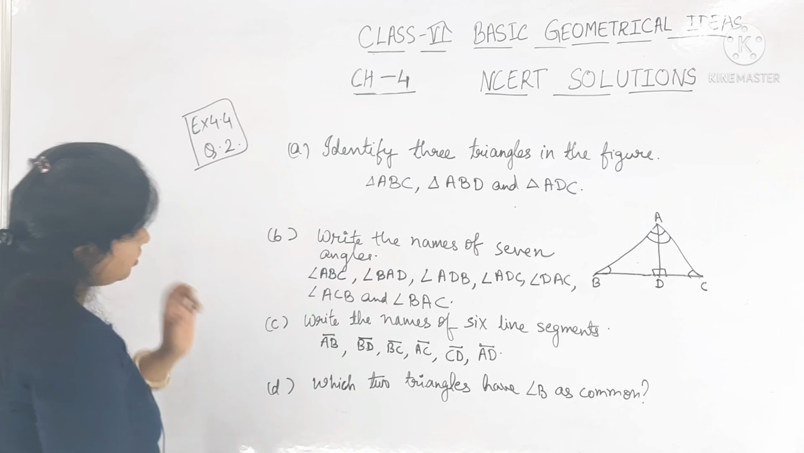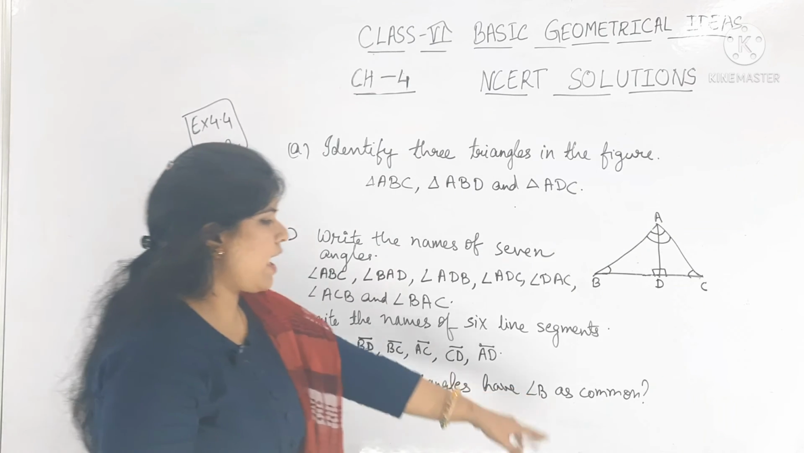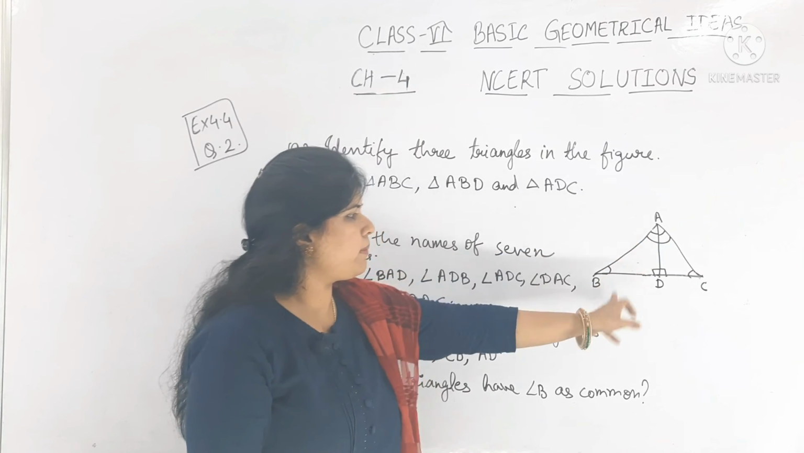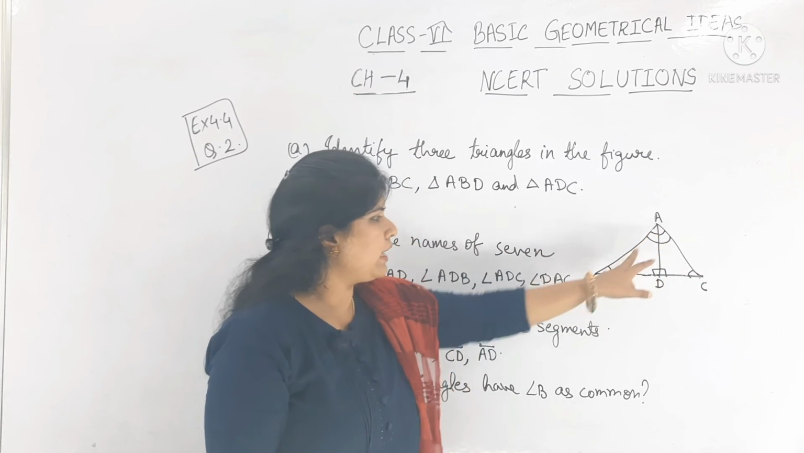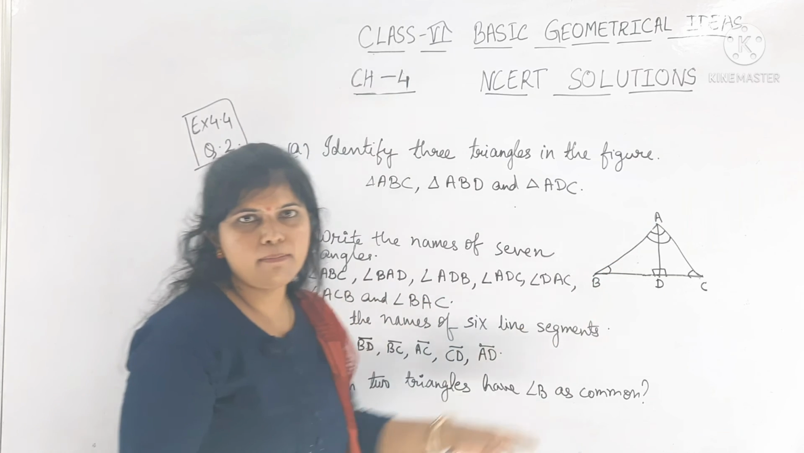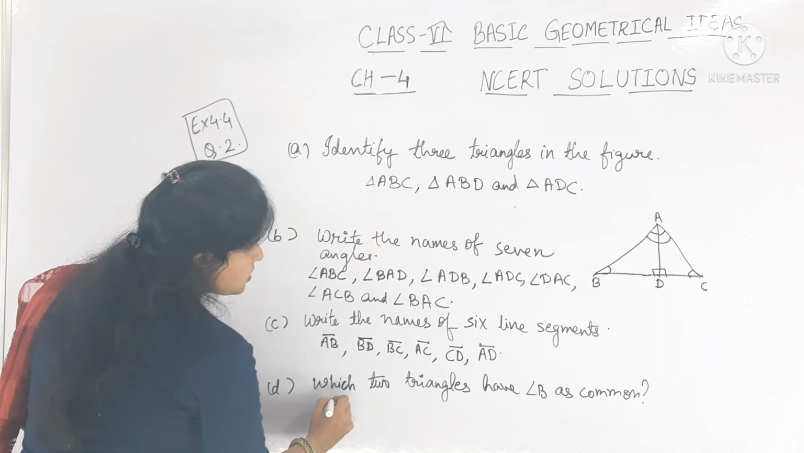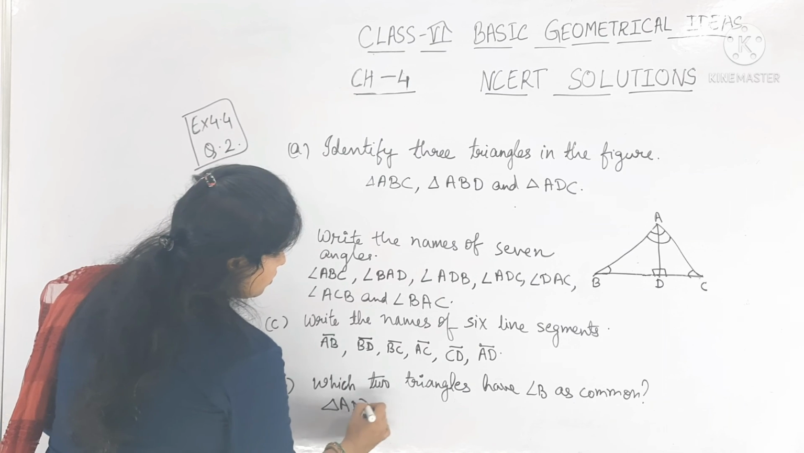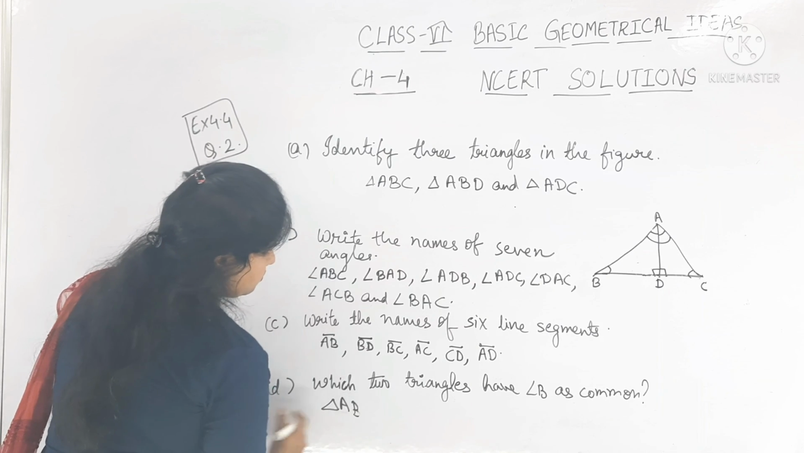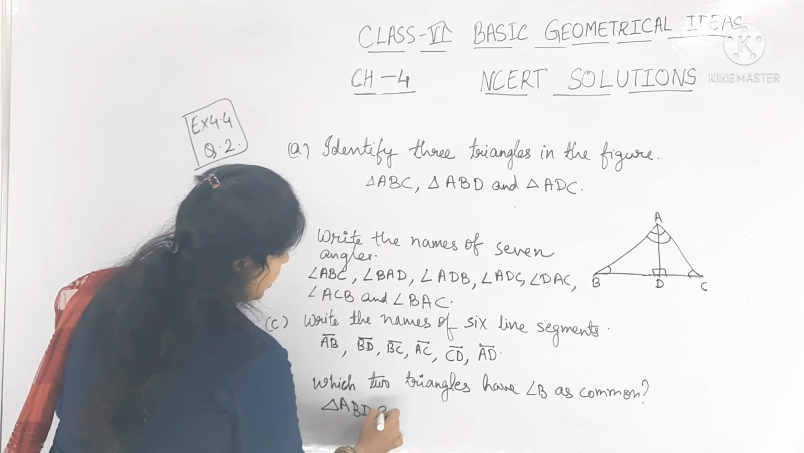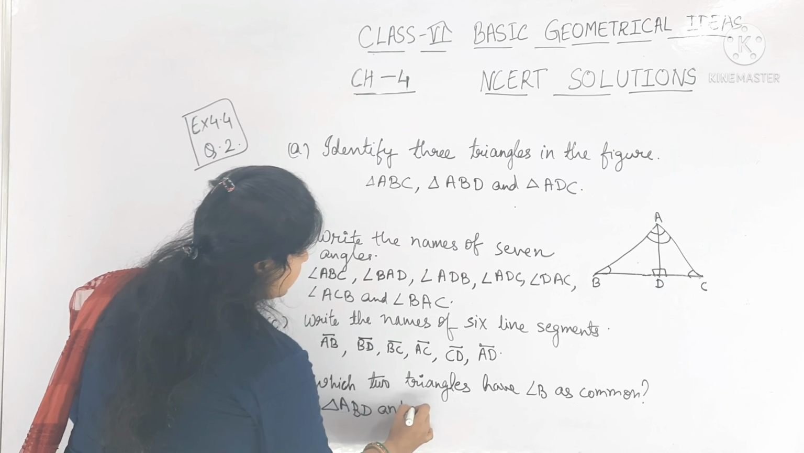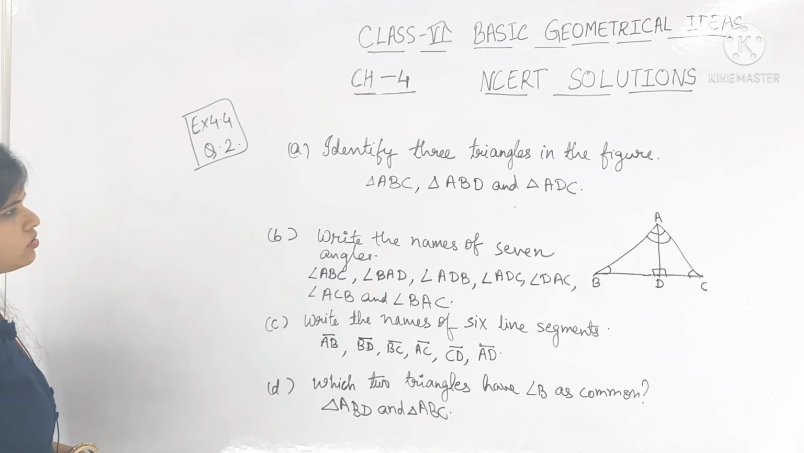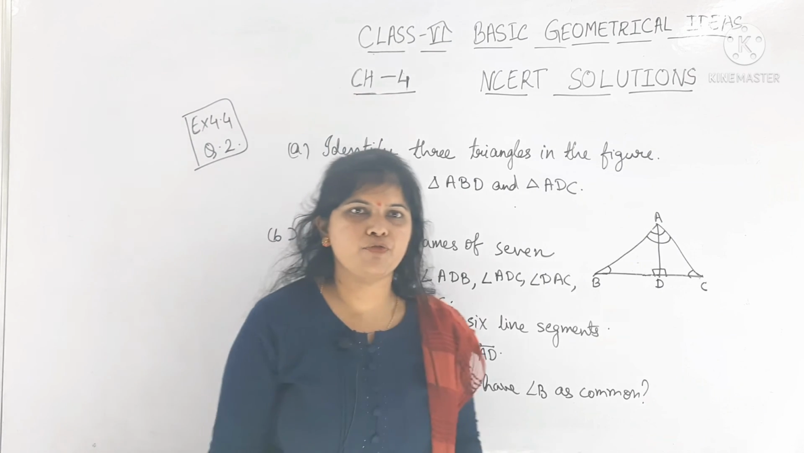Number D is, which two triangles have angle B as common? So angle B is common. You can see ABC is one triangle and ABD is one triangle. So that angle B is common. So the two triangles are triangle ABD and triangle ABC. So this is the last question of exercise 4.4.